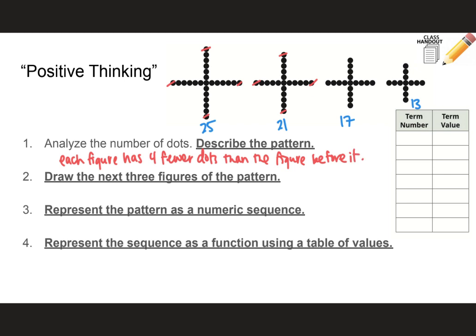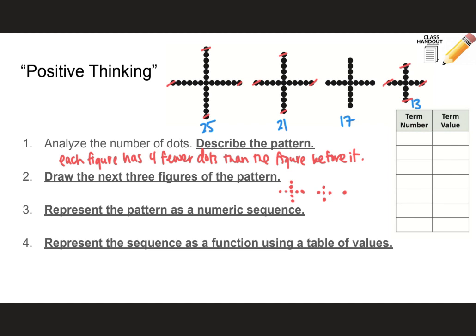Okay, so if we were to draw the next three figures, if we look at this one and we cut off the 4 dots here, it would be 1 dot in the center and 2 on each side. So 2, 1, 2. My next figure would have 1 on each side. And my last figure would just be 1 single dot.